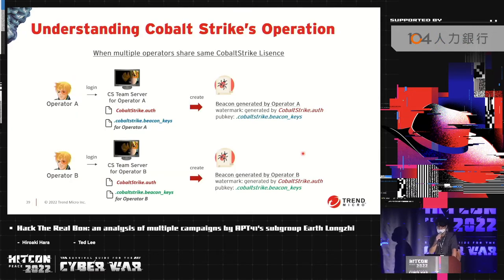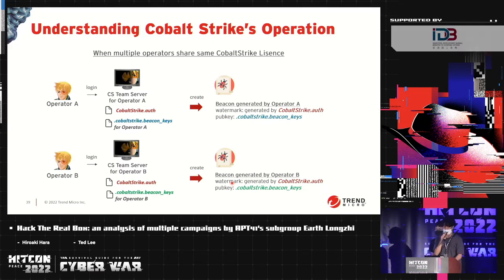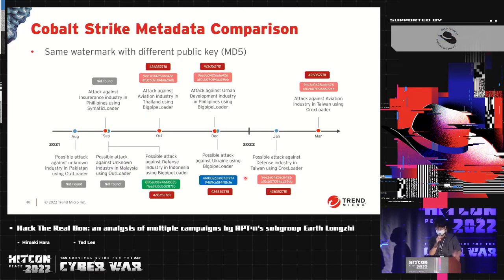Okay. To understand Cobalt Strike operations, let me give you an example. Say multiple operators share a Cobalt Strike license. There are two operators, operator A and operator B, and they are sharing the same license, but they are working in different directories, or using different machines. So the beacon key will be different for each. Then they generate a beacon. In this case, the watermark will be the same for each because they are sharing the license, but the public key will be different because they are using different beacon keys. Like this, okay? So now let's connect the dots.